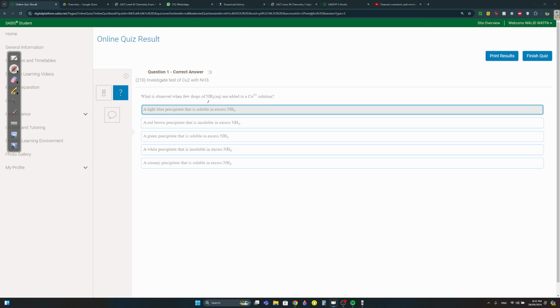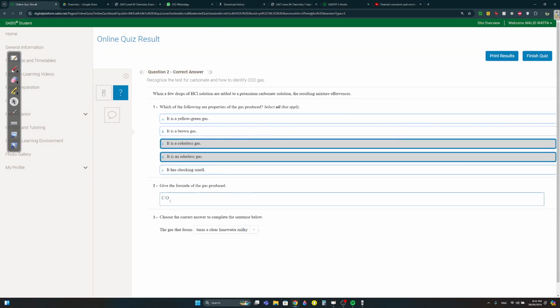Okay, what happens when you add NH3 to a copper solution? First of all, copper will give you a pale blue precipitate. That's pretty much it. We know copper is blue.